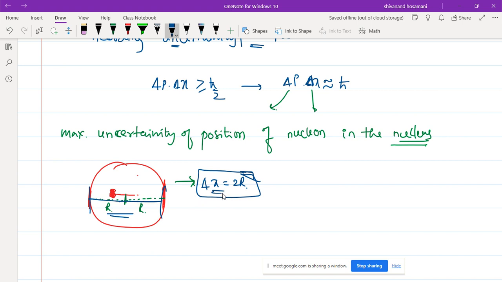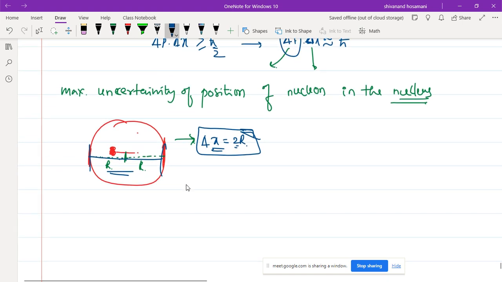Therefore, the uncertainty in the position is defined as 2r. Therefore, we can calculate delta p. From this, we can rewrite that as delta p is nearly equal to h cut divided by 2r.